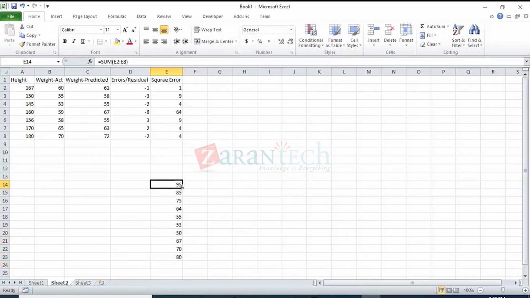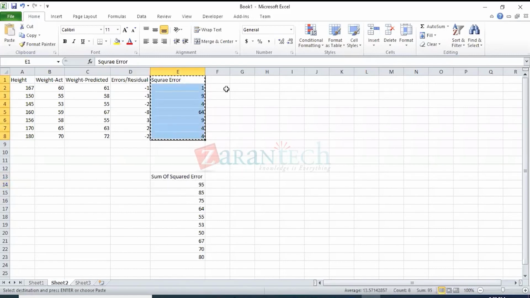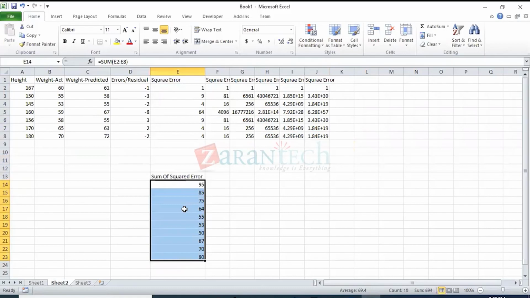So if you carefully go through this, this is nothing but the sum of squared error. The squared error is this one, the square of my error. The sum of squared error is I've just summed all these values to 95. Like this, it will calculate for all the lines. After that, it will give me the sum of squared error for all the lines.